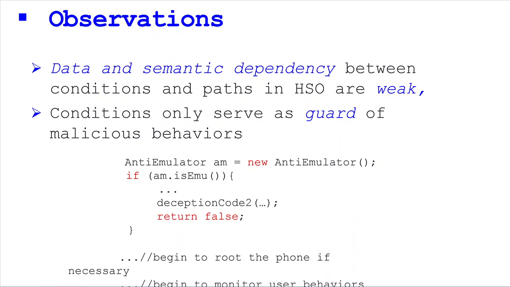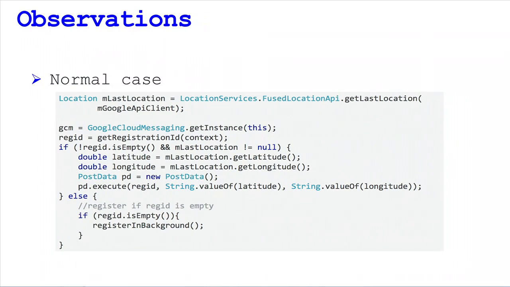We can find that the variable used in the conditions, which is whether this is an emulator or not, has never been used in both paths after that. And this is quite different from normal conditions.